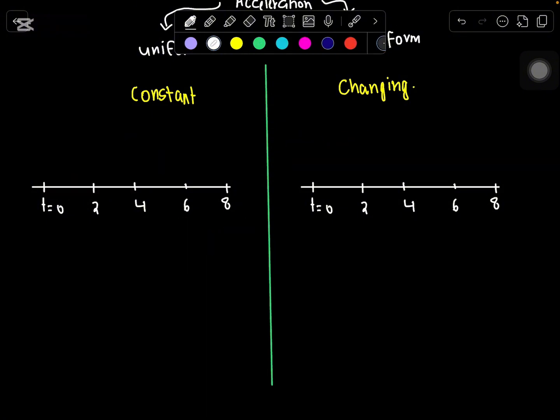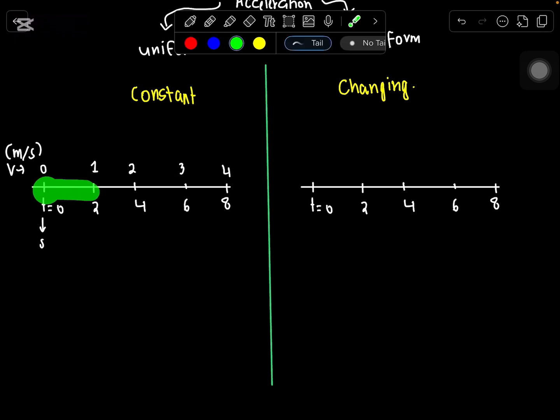For car A, let's say the velocity at t equals 0 was 2 meters per second. So time is in seconds, and here you have velocity in meters per second. Let me just change the numbers a bit. So at t equals 0, the velocity was 0. At t equals 2, the velocity was 1, and then 2, and then 3, and then 4. Now you see, after every 2 seconds, the velocity is increasing by 1, right? So it's plus 1. That is the change in velocity.